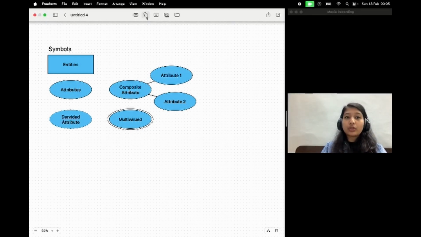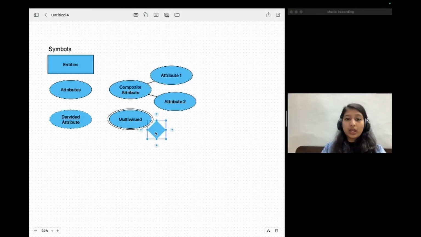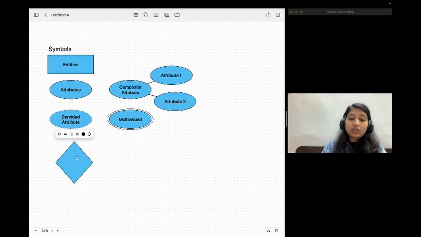Now, how will you represent the relationship? So here you go. Here is the way to represent relationships. This is called a relationship symbol. If you need to draw a relationship between the entities, you will draw it like this.